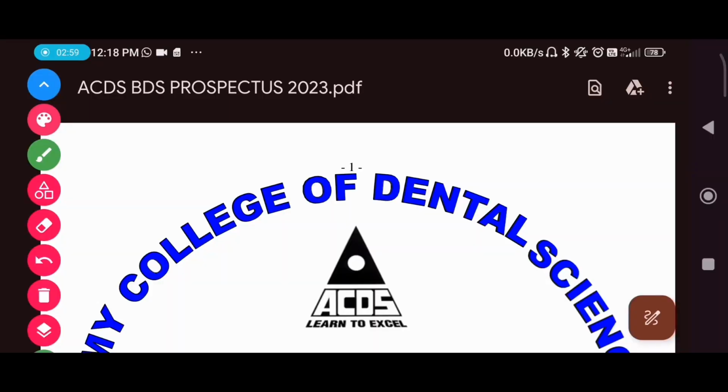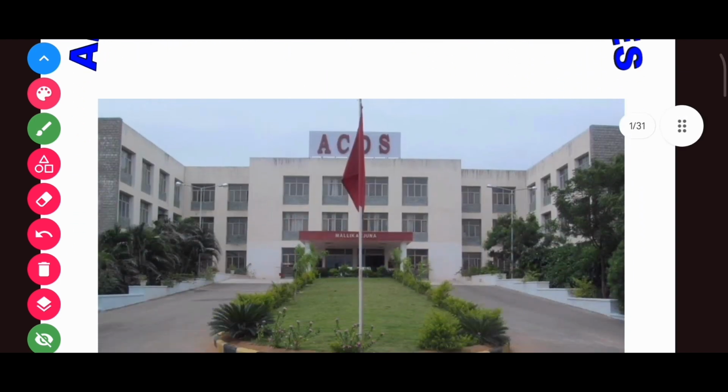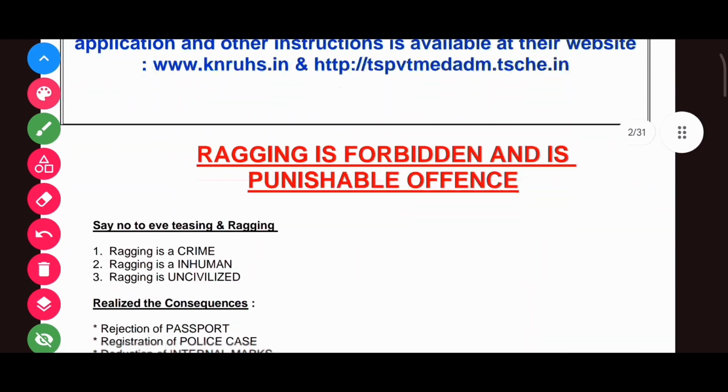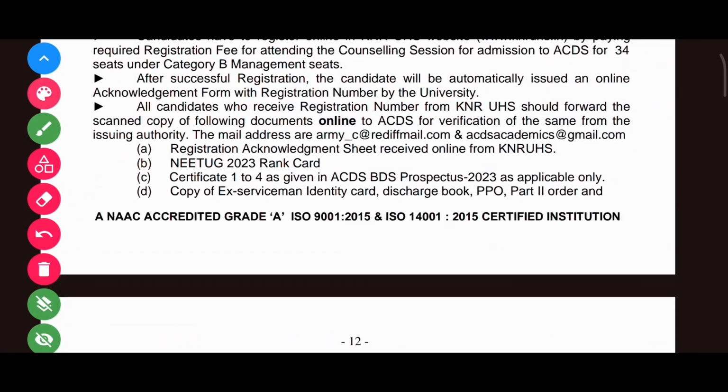So this is the prospectus of last year. You can download the new one when the counseling starts. This has got all the information regarding college. You can go through it once. Here you have got this. See, they have written it, after successful registration the candidates will be automatically issued an online acknowledgement letter, okay, with registration number on it. So all candidates who received their registration number from KNRUHS after the registration is done should forward the scanned copies of the following documents online to ACDS.